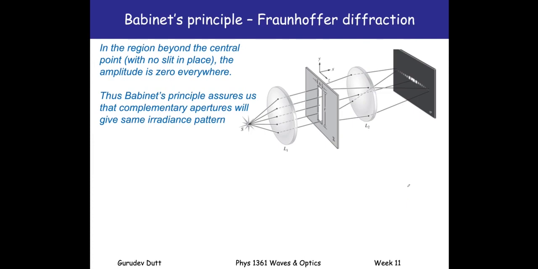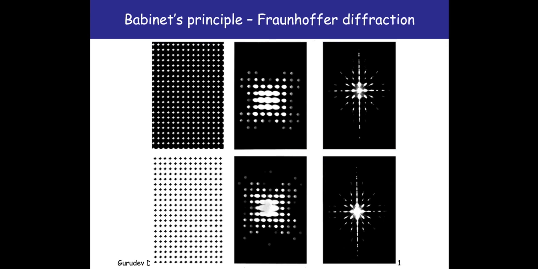And so you can see again the sum of these two adds up to the unobstructed wavefront. So in the case of Fraunhofer diffraction, if we didn't have any slit in place, then this is the setup. We'll have a source which is being imaged by these two lenses onto the screen. You can see that the unobstructed wavefront has zeros all over the screen except for the very central region. So Babinet's principle assures us that complementary apertures, if they are placed in this Fraunhofer diffraction pattern, will give us the same irradiance pattern on the screen.